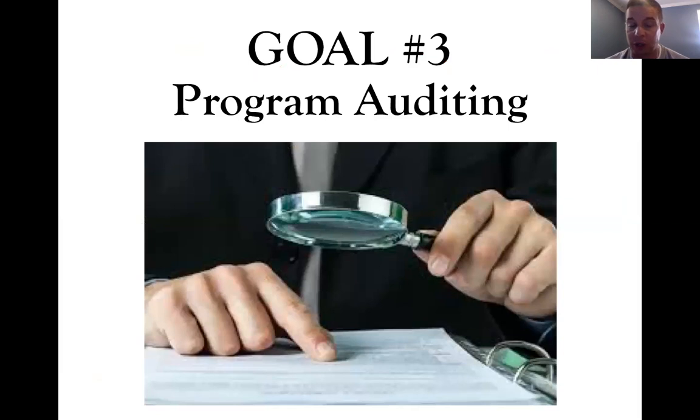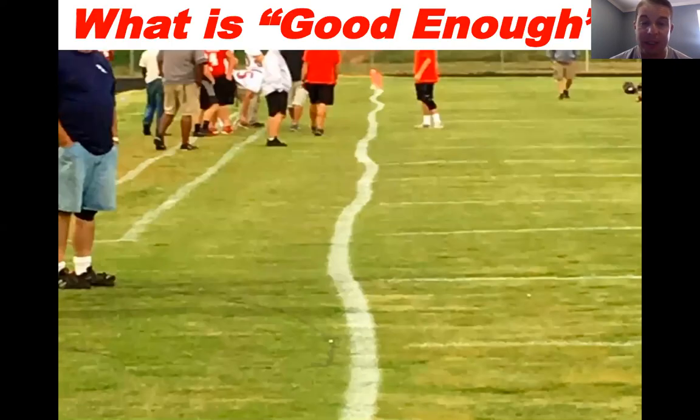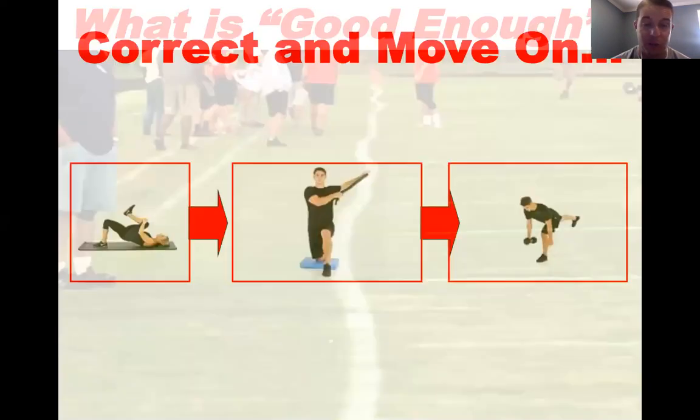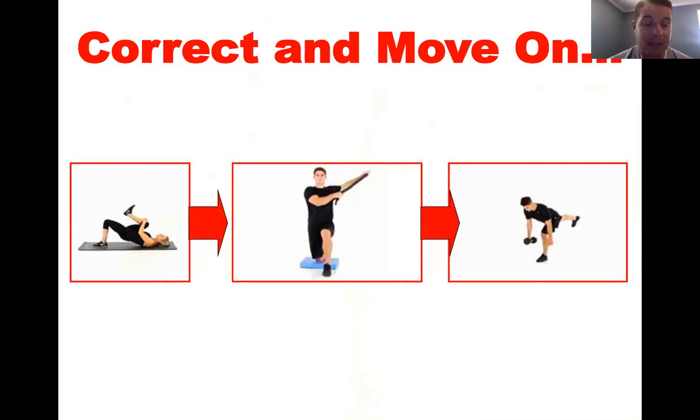The third goal of the functional movement system is to audit your programs to make sure that what you're doing is enhancing movement and not taking away from it. So we need to decide what is good enough. What are we going to decide is an appreciable amount of movement that allows us to move forward and add stress to this individual? So if we have issues, we stop and we try to correct those issues. But when we correct them, we correct and move on.